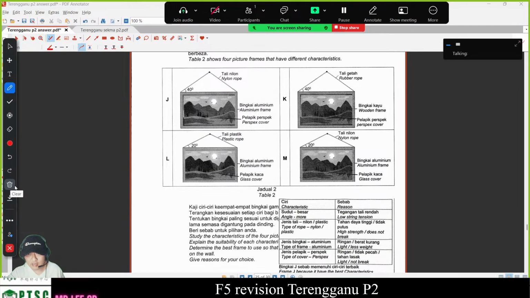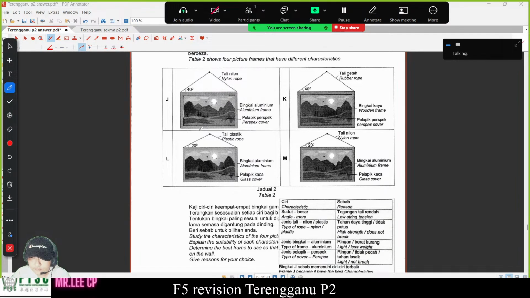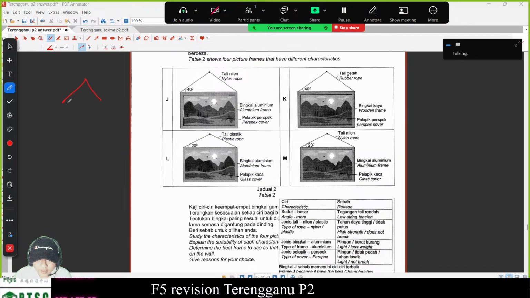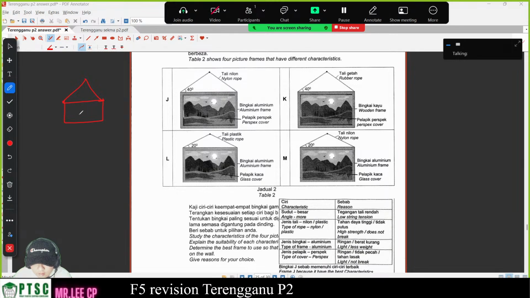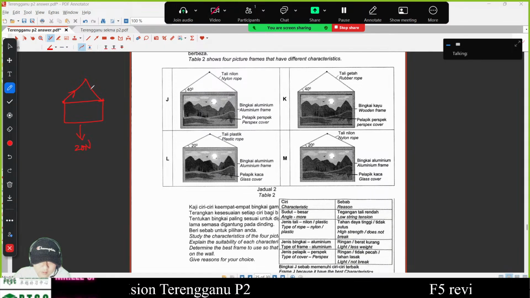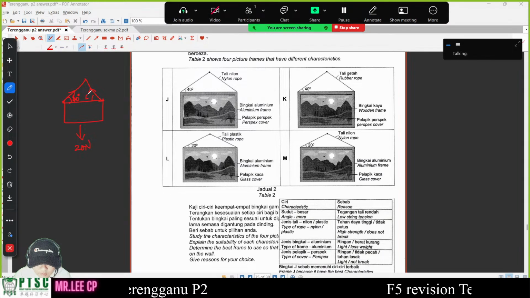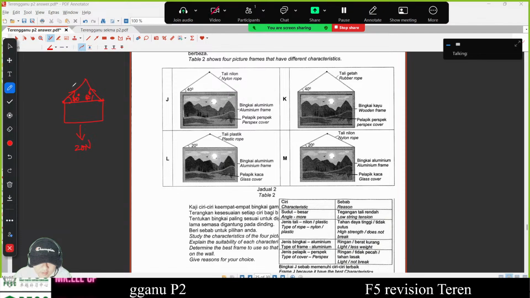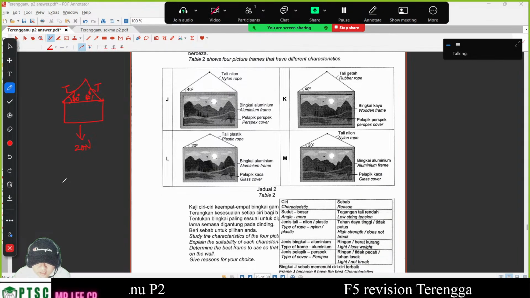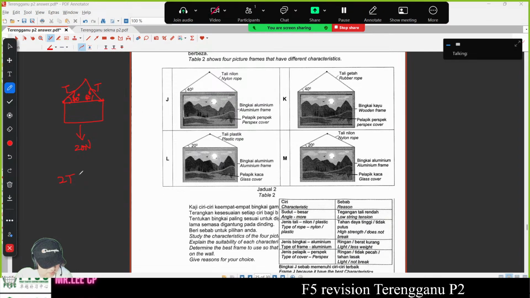I calculate one more time. Okay, let's say this is 20 Newton. Right, this is tension, this is tension. Let's say this is 40. I calculate first how much it is. So this is tension, this is tension. So 2T, bring to here, touch. It is sine 40.